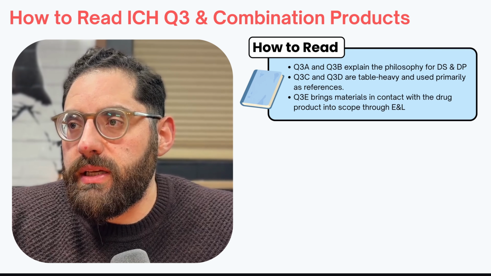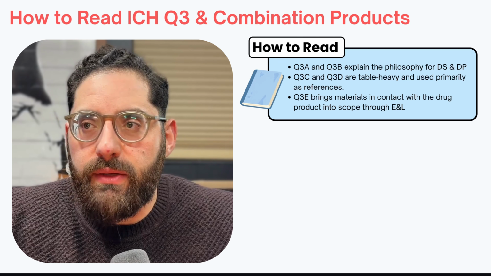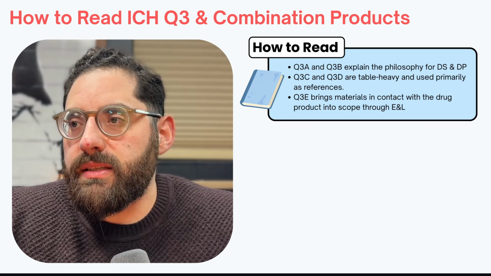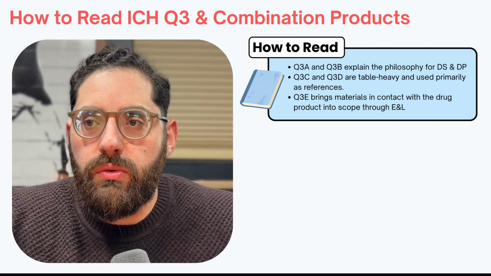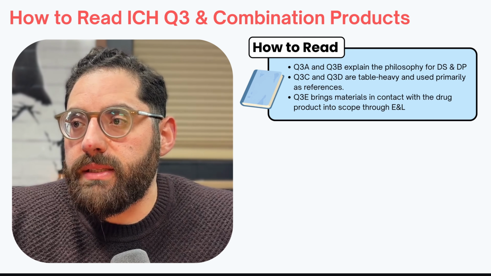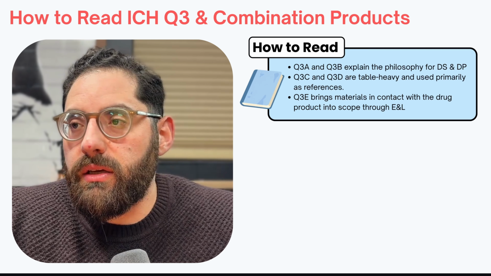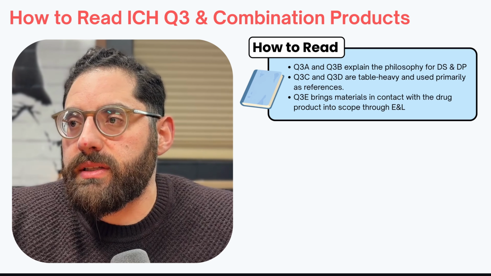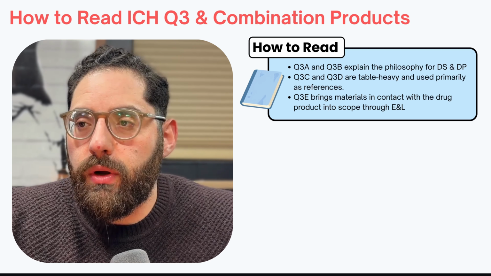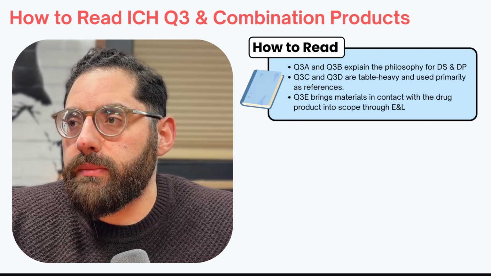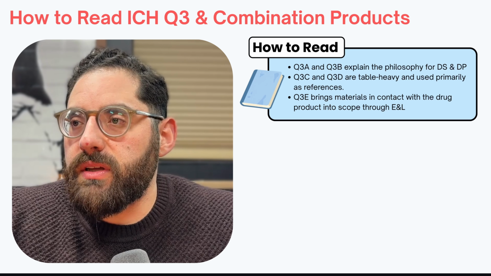Q3C and Q3D are more reference driven, like we said, residual solvents and elemental impurities. In practice, you use these documents to essentially understand what limits are justifiable and what the different assumptions are as far as exposure. They're really important to reference to understand what the expectations are for the elemental impurities and the residual solvents.